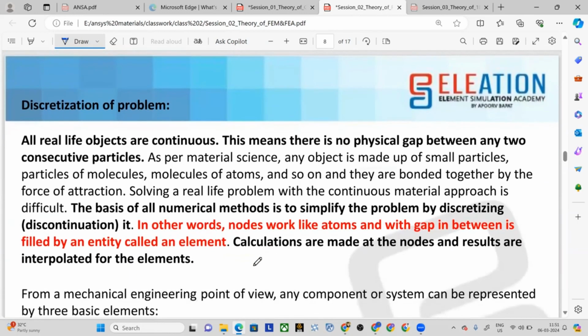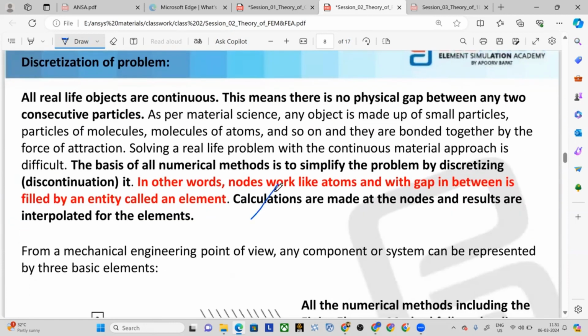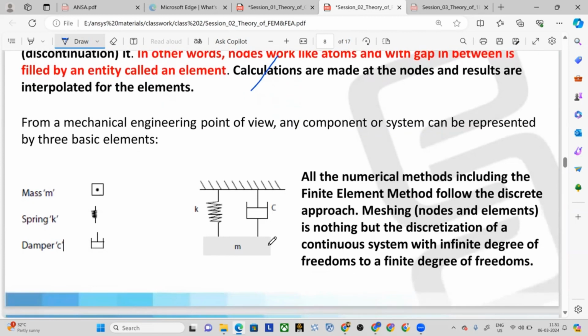Then discretization is given in detail here, where I have already explained. Discretization and meshing are one and the same. Dividing the given infinite number of points in a space into known shapes using nodes and elements is called discretization. Then basically for all mechanical systems, you have these three functionalities: mass element, spring element, and damper element.